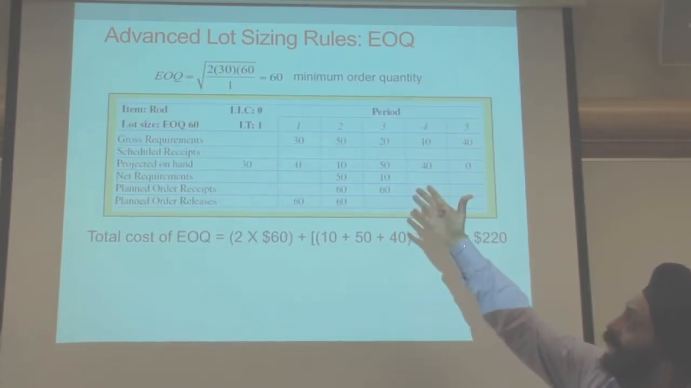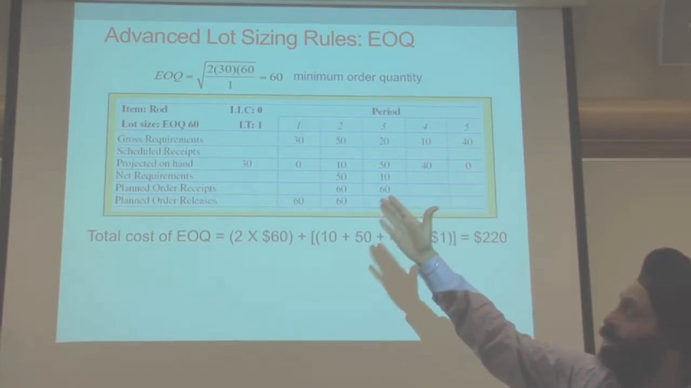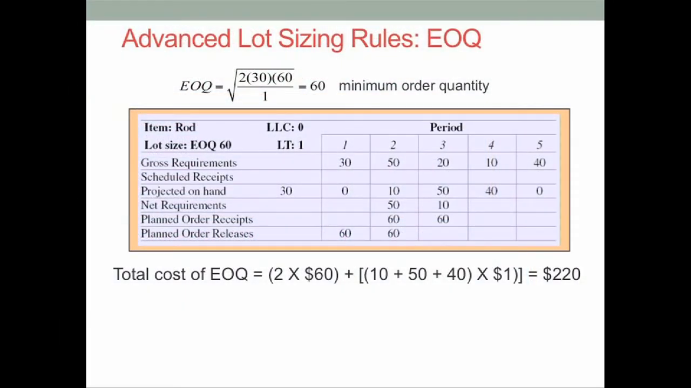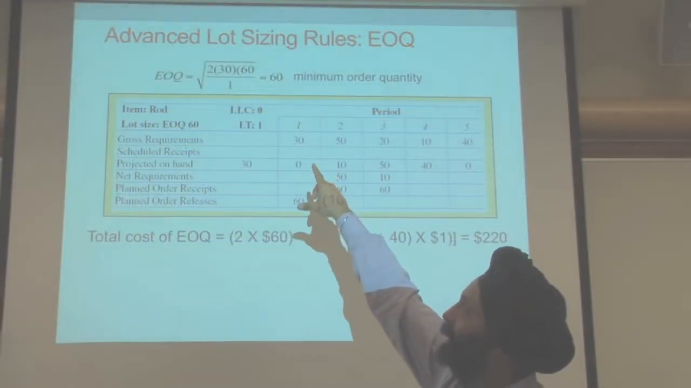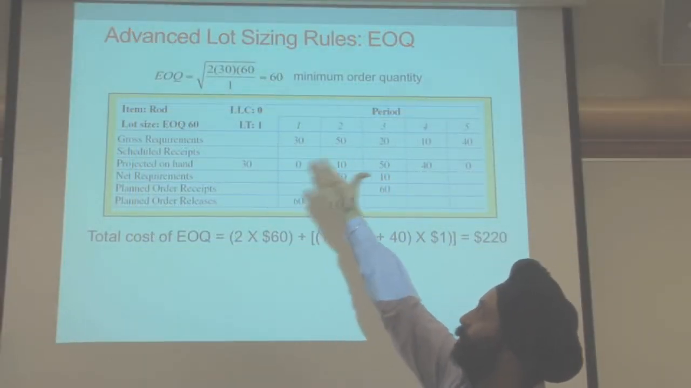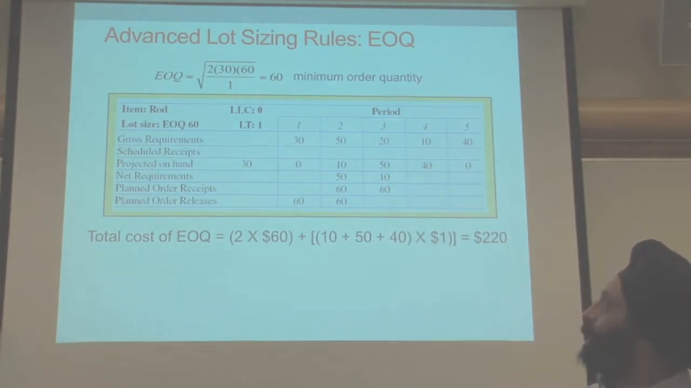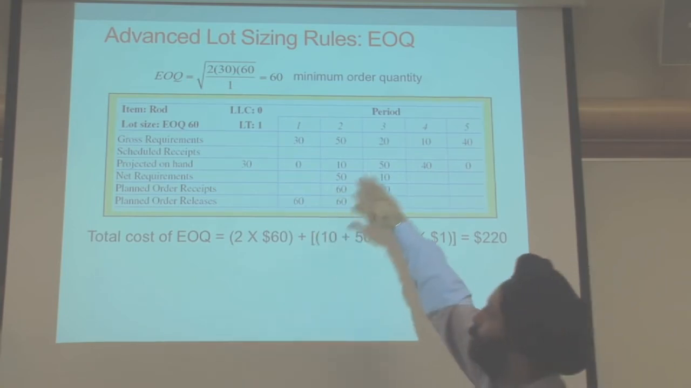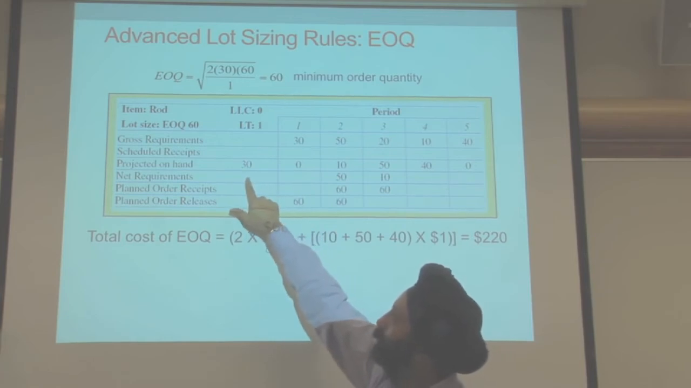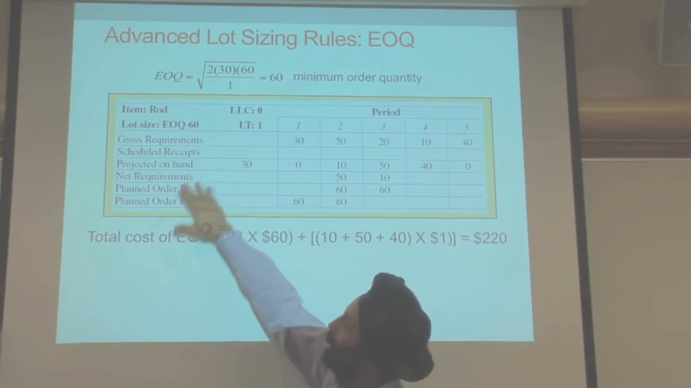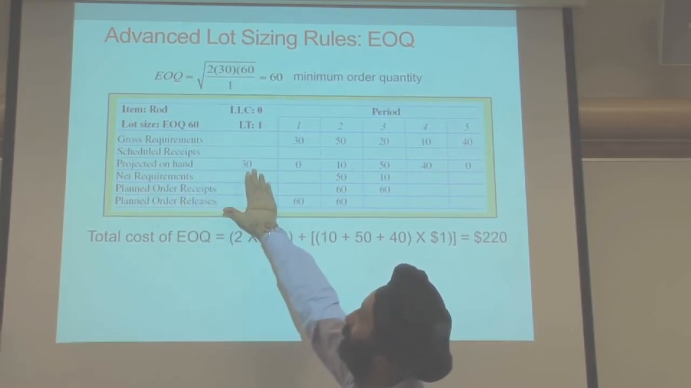One can easily calculate using the same numbers that you had. The per period demand was 30, the ordering cost is 60, and the carrying cost is 1. So you can easily calculate the economic order quantity to be 60 units, and that becomes a minimum order quantity. Using the same gross requirements, the only thing changing here is the EOQ of 60 instead of lot-for-lot. So you have the projected on hand of 30 units.